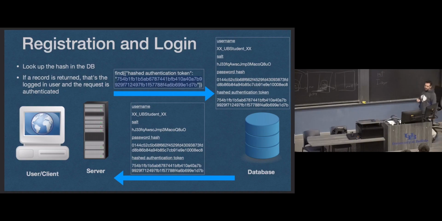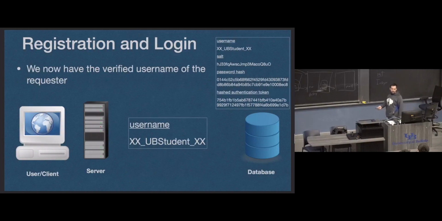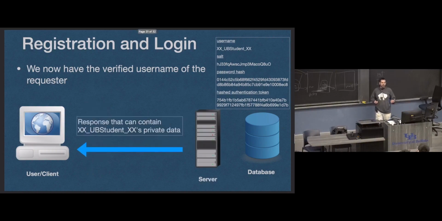In this case, we did find the record, and we have their username. So this request is verified to be from this user, and we can send them their private data. We can treat their chat messages as coming from them, add their username to it. We just treat this request as coming from this user because they are verified through our login system.